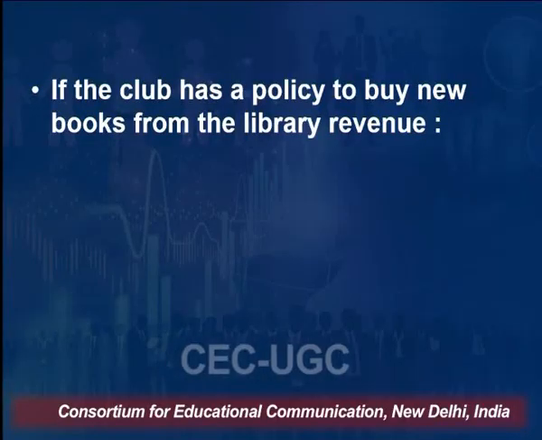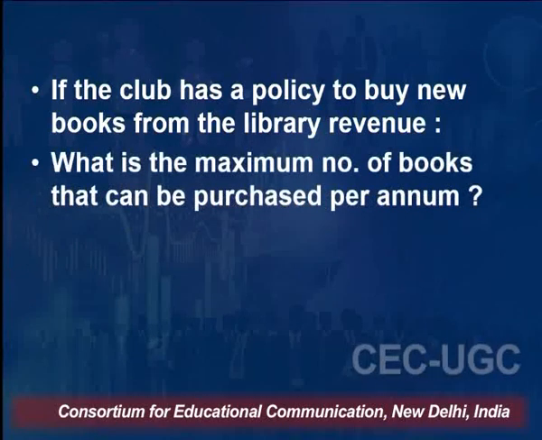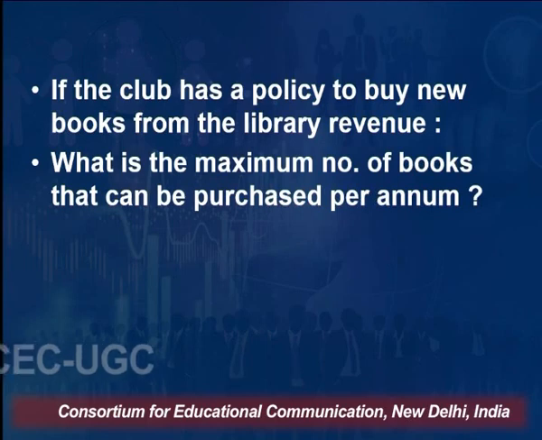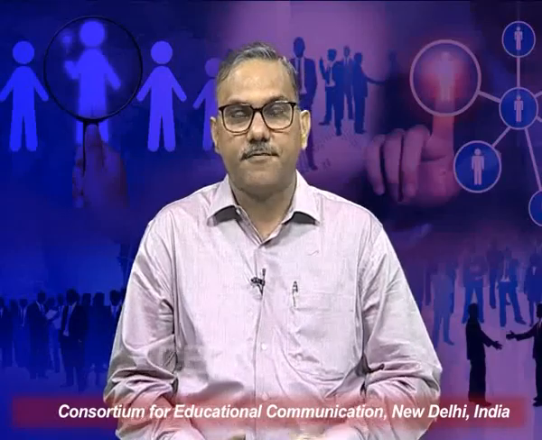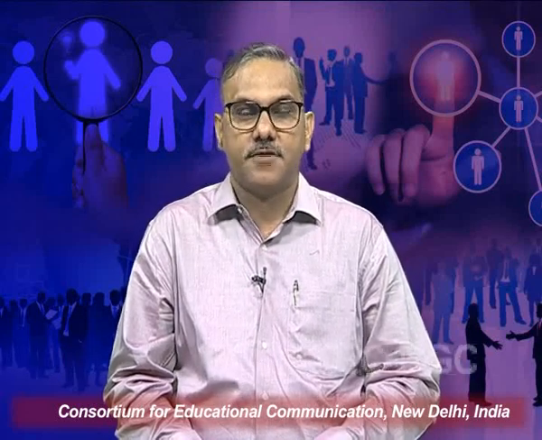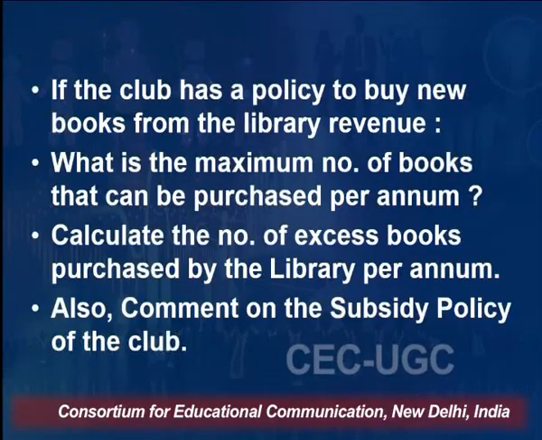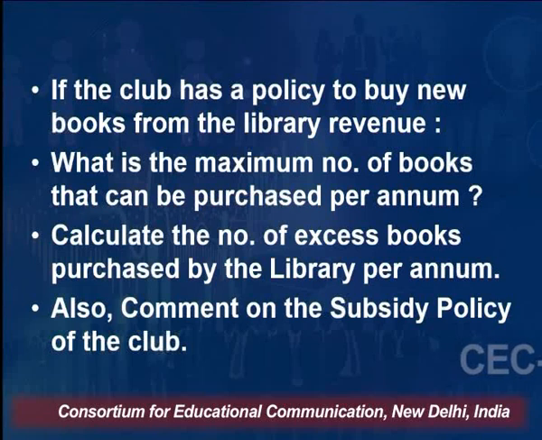If the club has a policy to buy new books from the library revenue only, what is the maximum number of books that can be purchased per annum? So they are asking that if we don't have any further funding, what should be the maximum number of books which they can purchase per annum from the sources of the library, that is, the revenue of the library. And further they are asking to report the number of excess books which they have purchased in this specific year, that is, in this entire year, what is the number of excess books they have purchased.